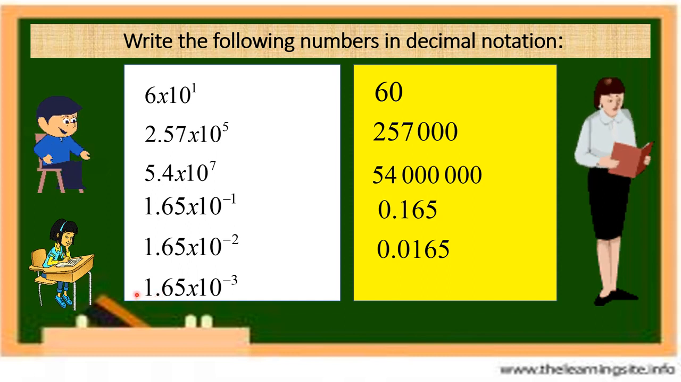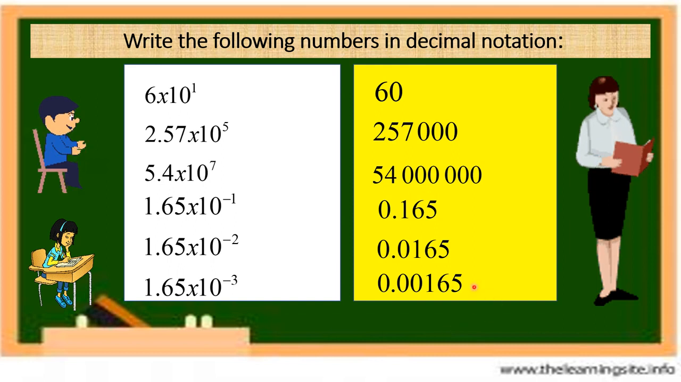For the last number, 1.65 times 10 raised to negative 3. We move the decimal point 3 places to the left. So we have 165 100,000s.